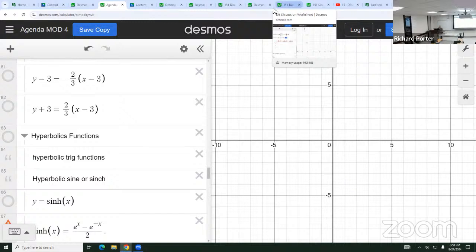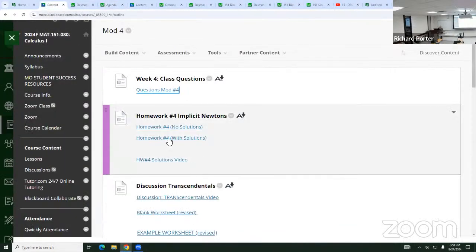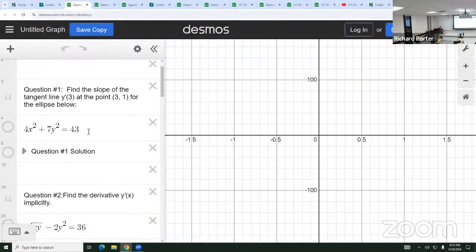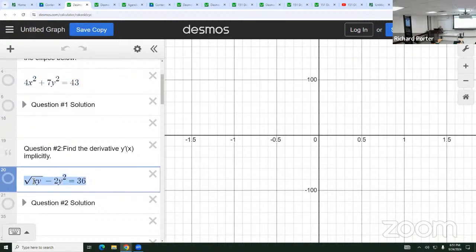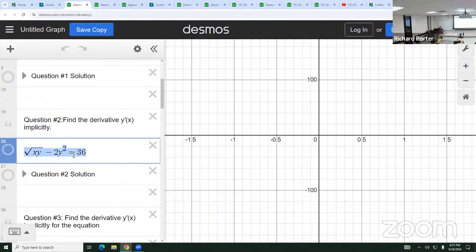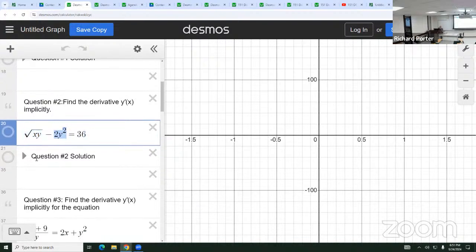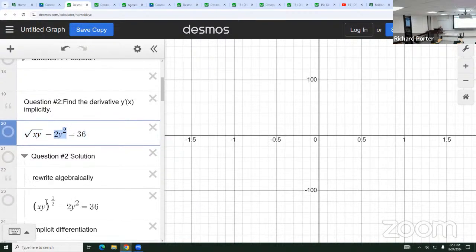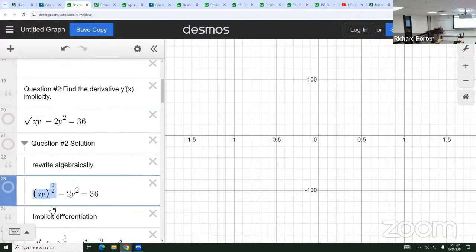I've lost them. Let me just pull them up this way again. Your homework questions, you have a whole bunch of them. So you have one just like that we just did, but you also have ones that are a little more complicated. And I just want to show you when you do the power rule for 2y squared, that's fine. But when you do the square root of xy, that's xy to the 1/2.